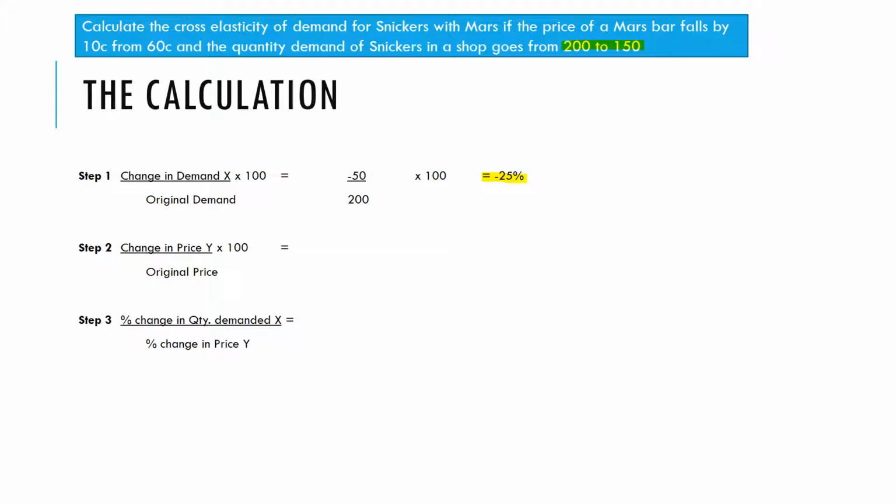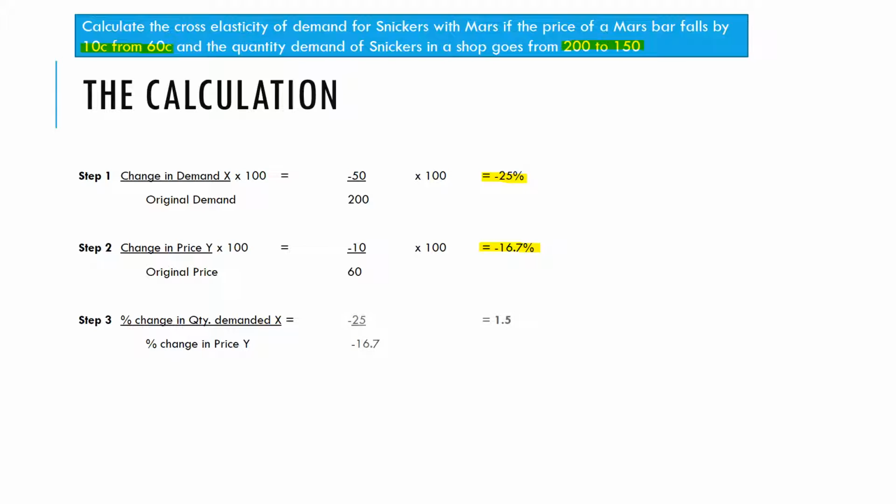What's happened here in terms of the price of Mars bars? Well, they have fallen by 10 cents from 60 cents. So they've gone down by 10 cents from the original price of 60 cents. That's the change. So here we have a fall in price of Mars bars of 16.7%.